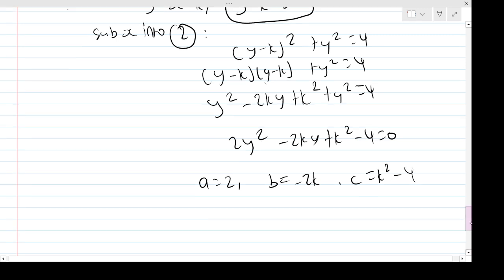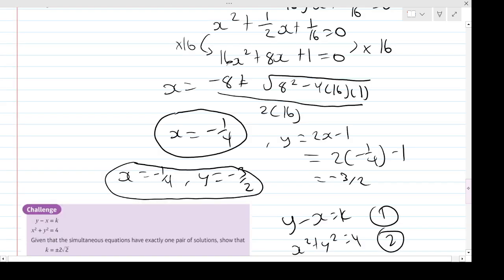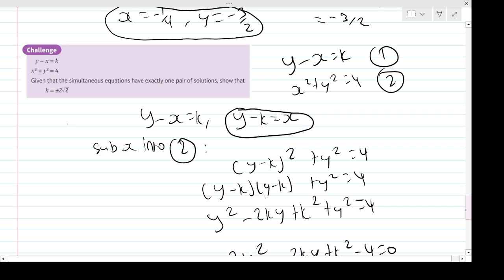Okay, now it's told us. So again, we can't really solve it at this point. Well, it'd be quite nasty to solve, because there's this k bit here. But let's have a look at the information. It's told us that the simultaneous equations have exactly one pair of solutions. Okay, well, what does that mean then?